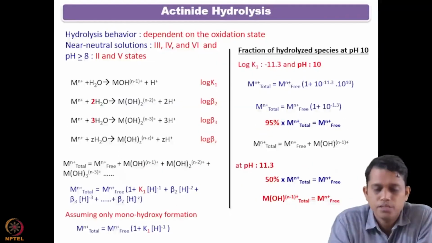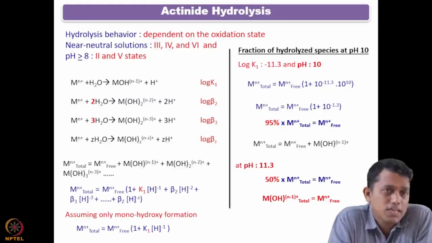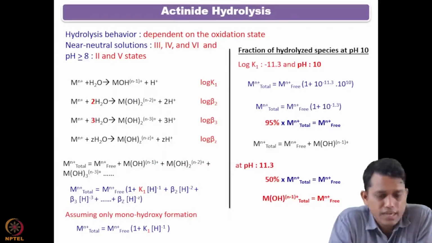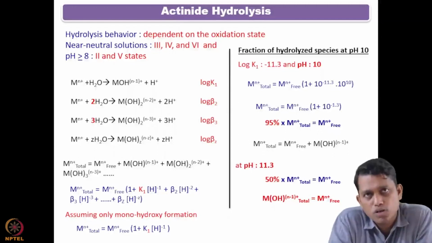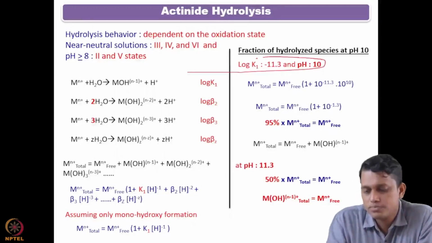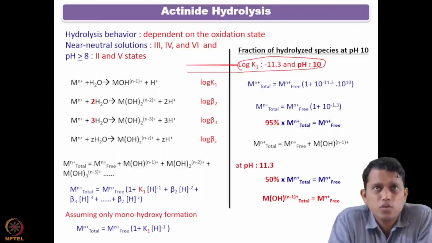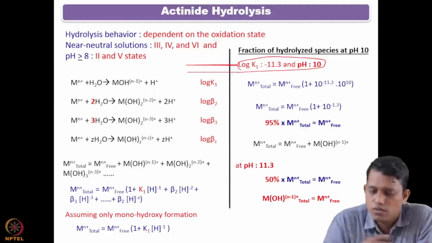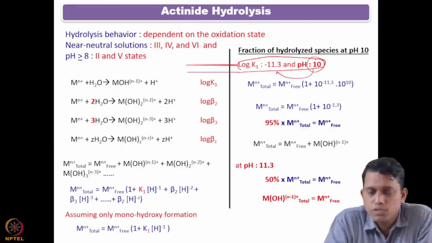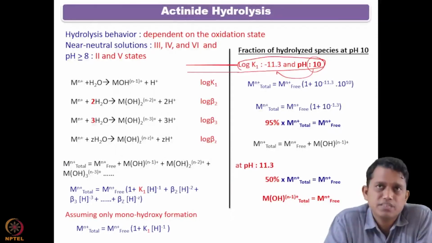Then we have also seen how to get the composition, or you can say the percentage, of the hydroxide species at a given pH if the log K values are known. With that we have taken an example with a log K value, assuming that it is the only monohydroxy complex, and we have seen that if your pH is almost 1 unit lower than the log K value, then 95% is present as free metal ion.